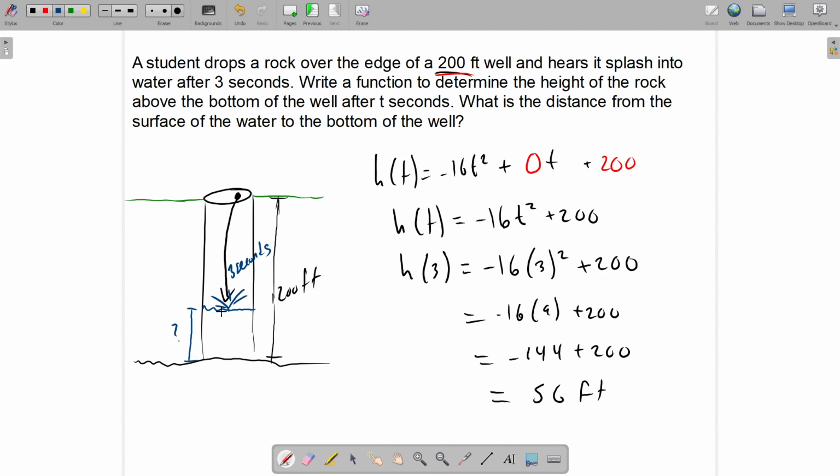So the height of this water is 56 feet because that is the height of the rock when we hear the splash. We know that the well is 200 feet deep, but we hear the splash of the water after 3 seconds, and using the vertical motion model, we know that that rock is 56 feet off of the 200 feet distance that we have for the well. All right, so this 56 feet is our final answer.